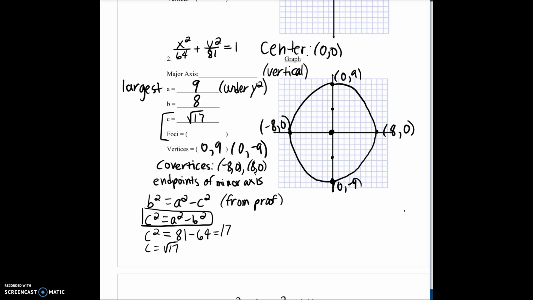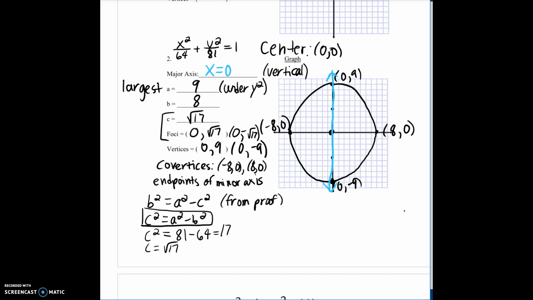And then they're going to be in the same line as the vertices. So it'll be 0, square root 17 and 0, negative square root 17 for your foci. They are all along your major axis. So your major axis contains your foci and your vertices, and that's the equation of the line x equals 0 here.